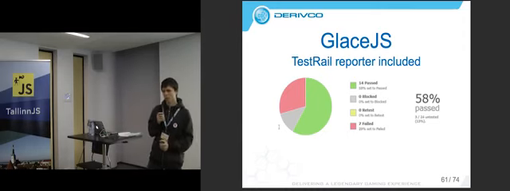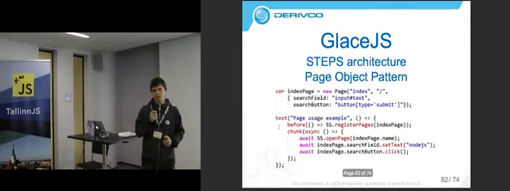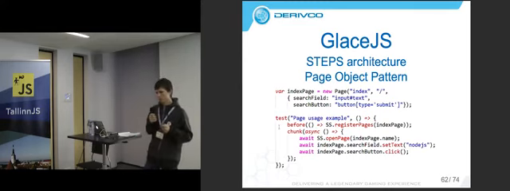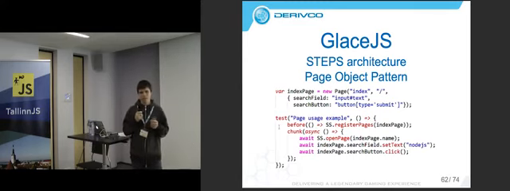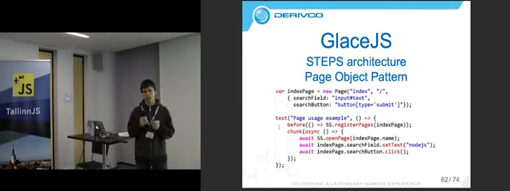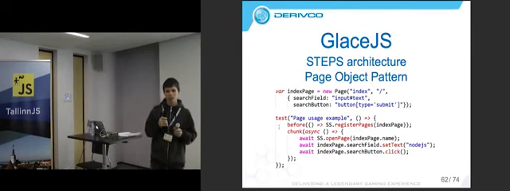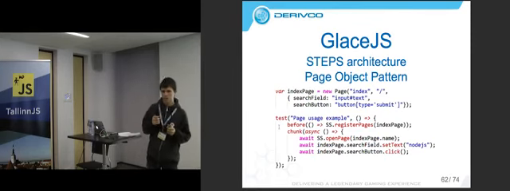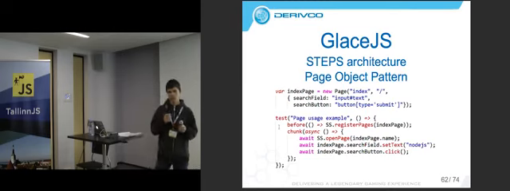And Glide.js supports in the box the TestRail reporting system, because we use TestRail in my current job, and it's a very nice service to manage test cases and reports. But in plans is support of XUnit format and the Allure framework, an excellent reporting system which is developed by Yandex.